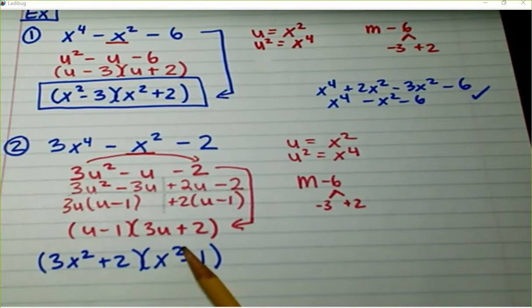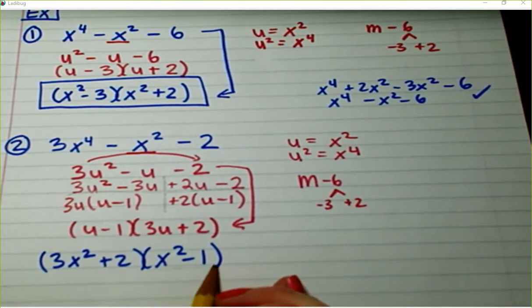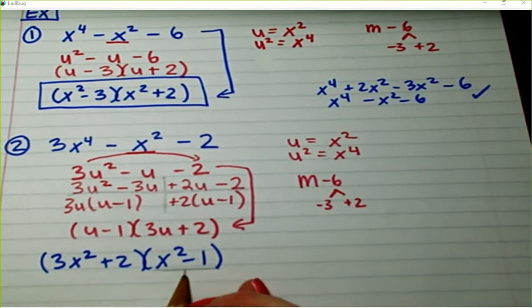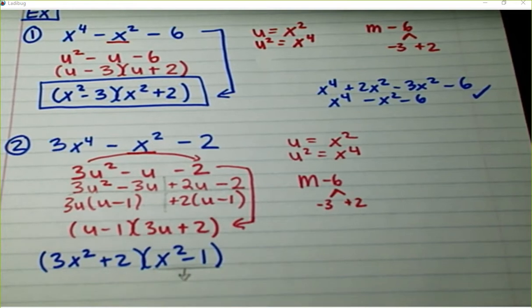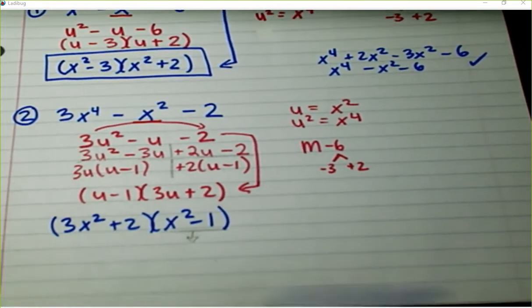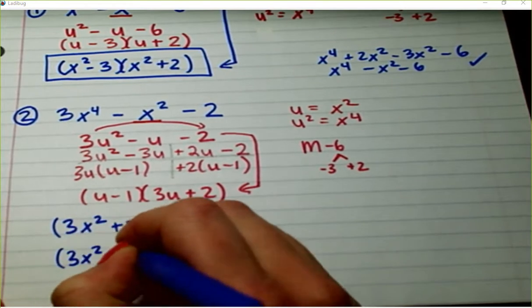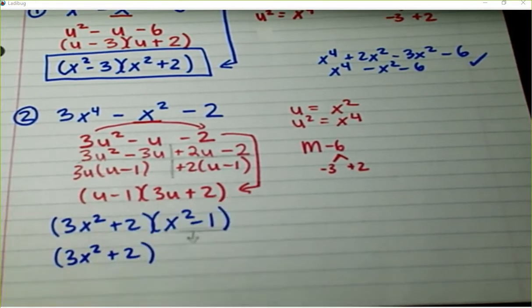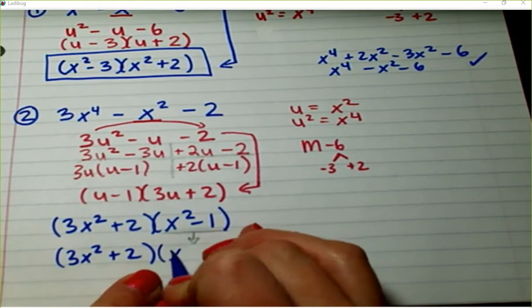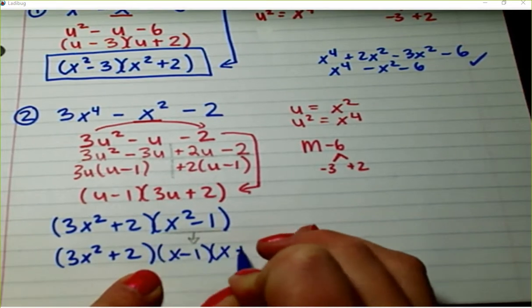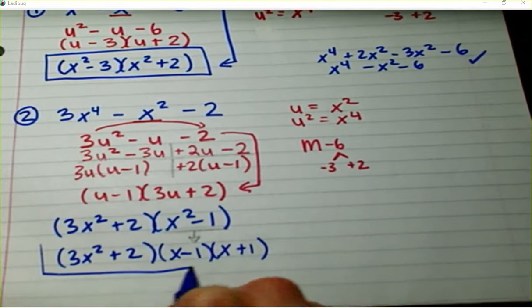Okay, so I see x squared. So I'm thinking, could this be a pattern of squares? 1 is a perfect square. And so this piece right here, you are going to keep factoring it because it's a difference of squares. So 3x squared plus 2, right? That just stays there because nothing happens. And this one turns into a difference of squares.